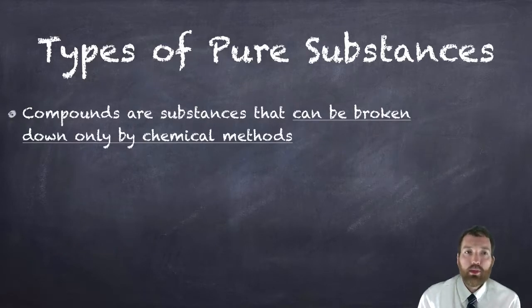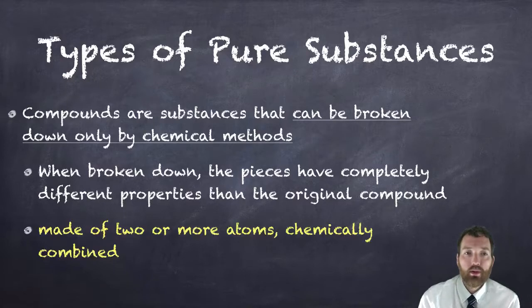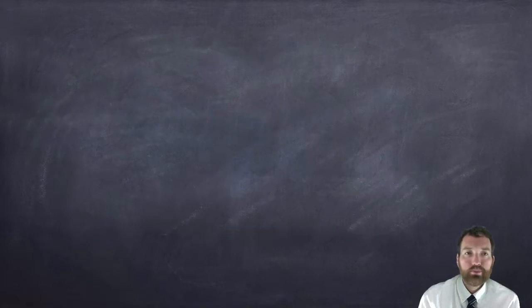Compounds are another type of pure substance. Compounds are substances that can be broken down by chemical methods. When you break a compound down, the pieces have completely different properties than the original compound. A compound, of course, is made of two or more atoms that are chemically combined, not just physically mixed. There's chemical bonds linking one atom to the other.